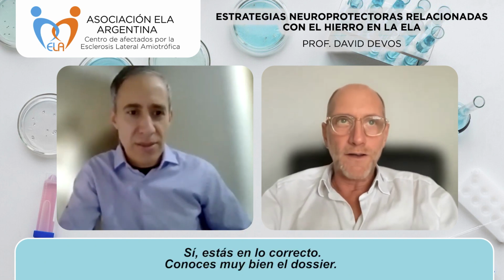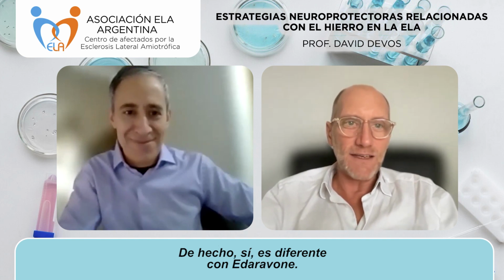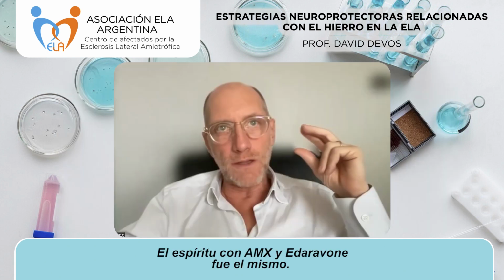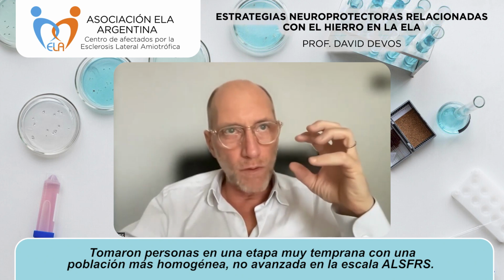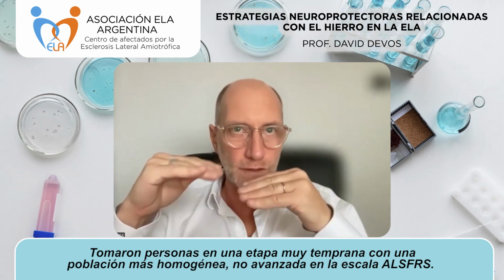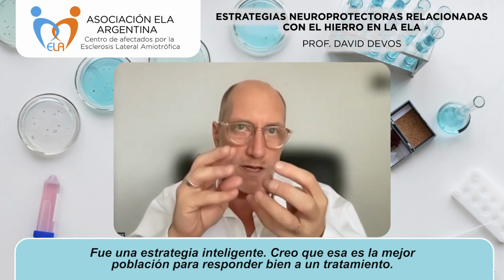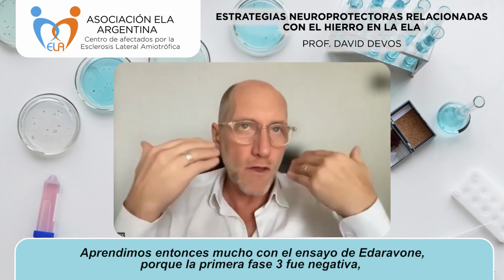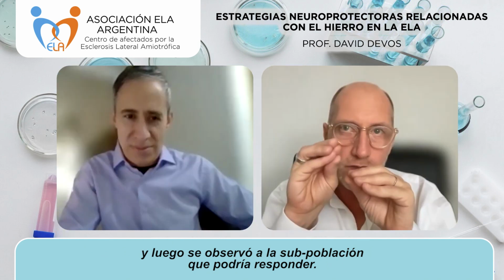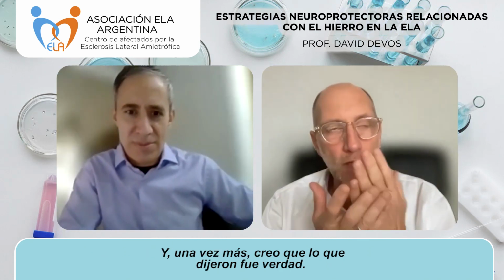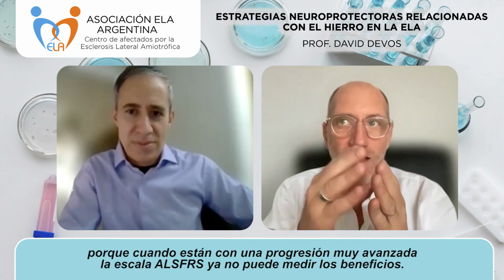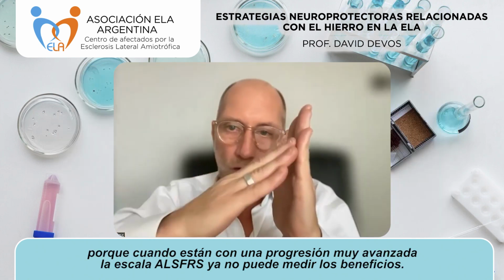Yeah, you are right. You know very well all the dossier. In fact, yes, it is different with edaravone. Well, the spirit with Amylyx and with edaravone was the same. They tackled people very early. It was a more homogeneous population, not advanced in terms of ALSFRS score, and so it was clever. And I think this is the best population to respond well to a treatment. So we've learned a lot with the edaravone trial, because the first phase 3 was negative, and then they looked at the subpopulation in which they could respond. And once again, I believe what they said was true. I mean, in this population, the people can respond better, because when they are too advanced, the ALSFRS score can no longer measure the benefits.